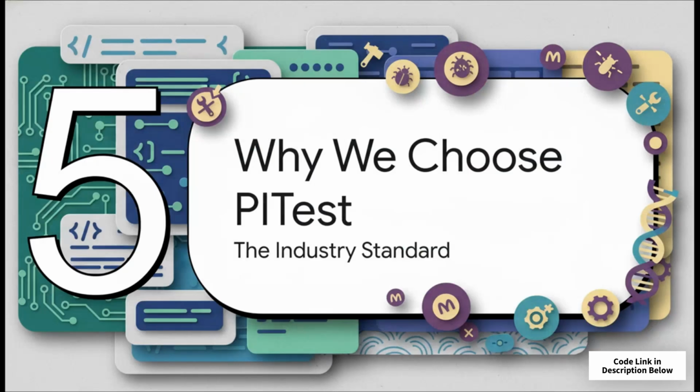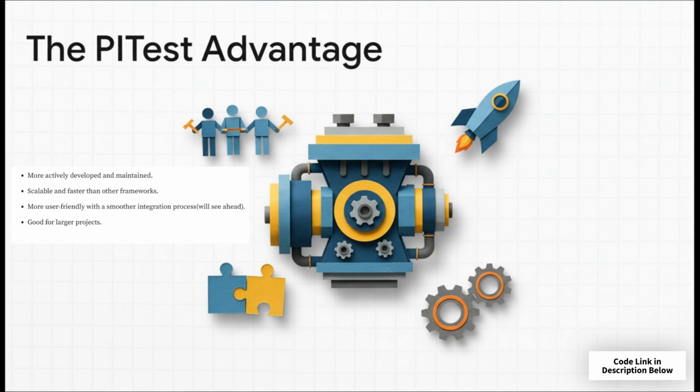Now, there are a few tools out there that can do this, but for modern Spring Boot applications, the choice for me and my teams is crystal clear. We're going to be focusing on PIT, and for some very, very good reasons. So why PIT? First off, it's actively developed and maintained, which is absolutely critical in our fast-moving ecosystem. It's also built for performance. It's way faster and more scalable than older frameworks, which makes it actually practical for large, real-world projects. And finally, it offers a much smoother integration process, which you'll see firsthand in our next explainer. It's really the professional's choice for a reason.